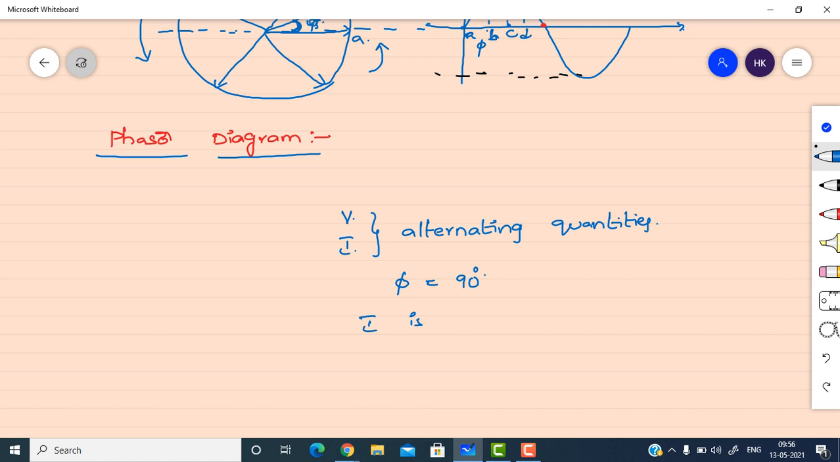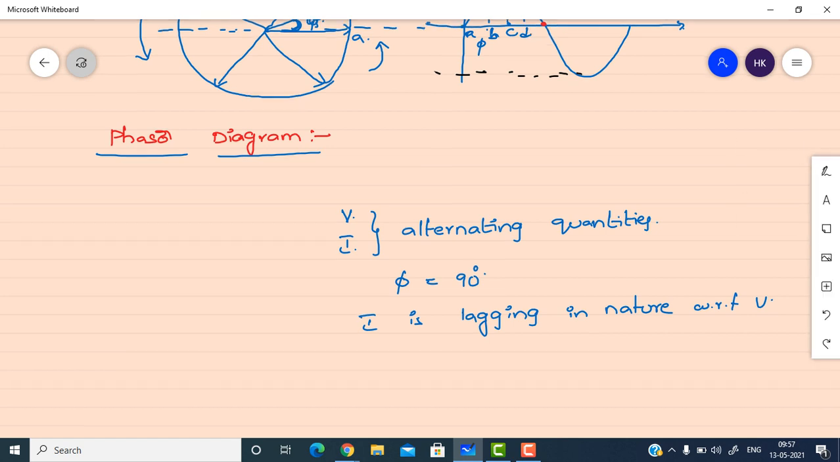And current is lagging in nature with respect to voltage. Now I have to draw the phasor diagram for this information. I have two alternating quantities. When you draw the phasor diagram, if you have different alternating quantities, and all the quantities have the same frequency and are sinusoidal in nature, then those can be represented as individual phasors, and indicating the phasor interrelationship is known as the phasor diagram. So I will draw the phasor diagram for this.